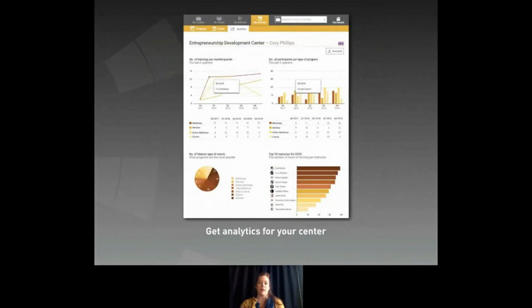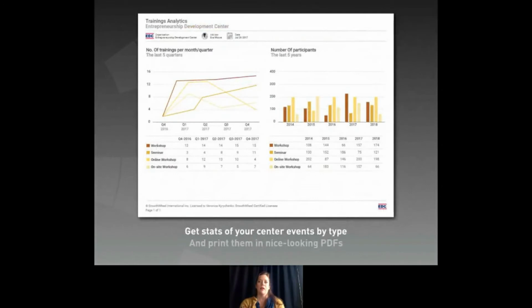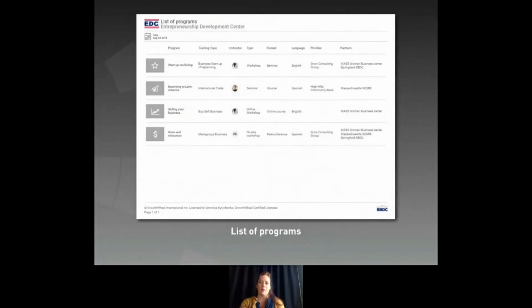And then finally, some analytics for your center in terms of how many training programs you're doing per month or per quarter, types of events, and top 10 instructors for a year, for example. And again, you get stats on all of these events by type and print them in nice looking PDFs and get a list of all your programs. All right, I'm going to skip this next section because I'm going to cover it later on.